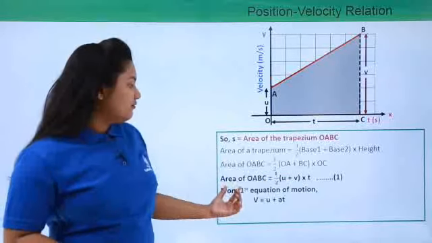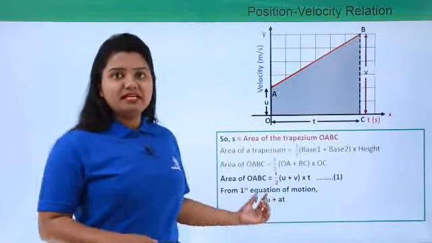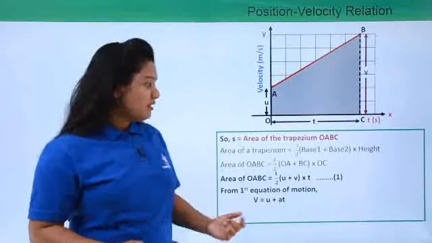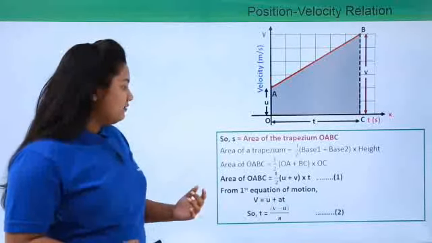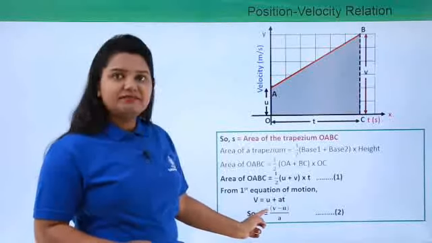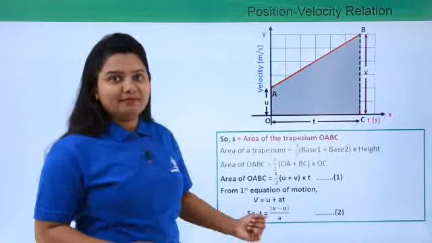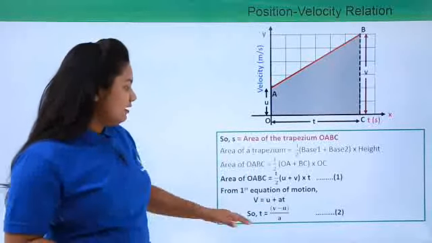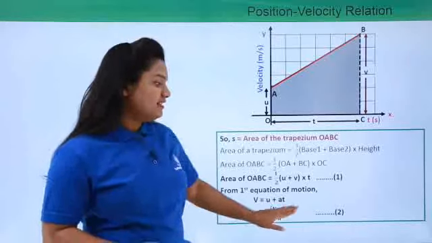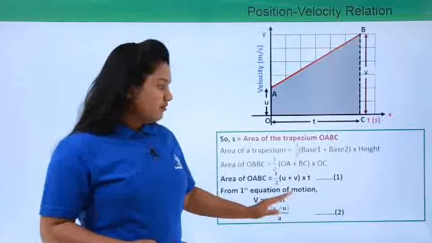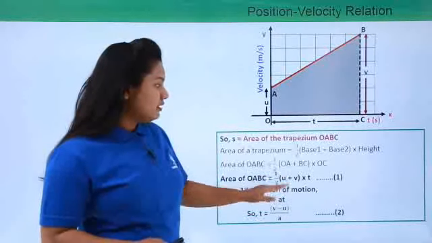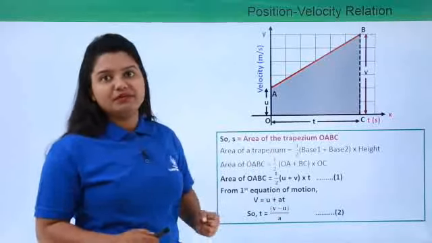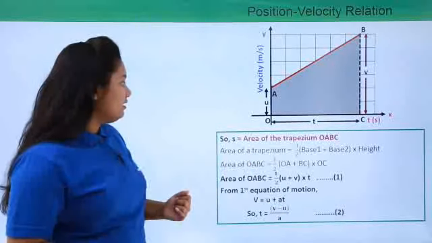Now from the first equation of motion, we have v equals u plus at, from where we can find the value of t as (v minus u) by a. Now let us take this expression as equation number 2. We will be using these two equations to arrive at our third equation of motion.